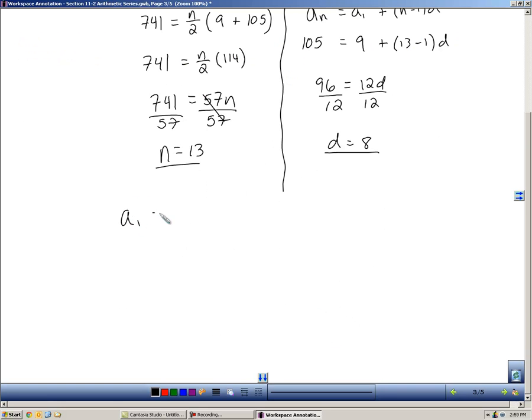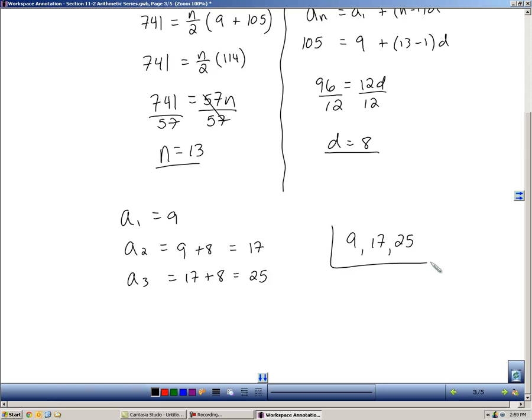So I know a sub 1 is 9, a sub 2 is going to be the 9 plus the common difference of 8, so a sub 2 is 17, and then the third term of the sequence is that 17, again plus the common difference of 8, which is 25. So the first three terms of the sequence are 9, 17, and 25.